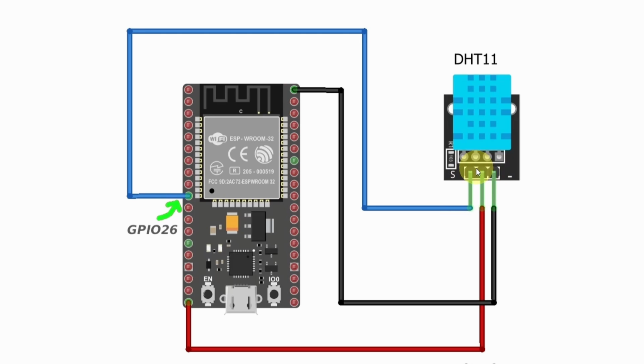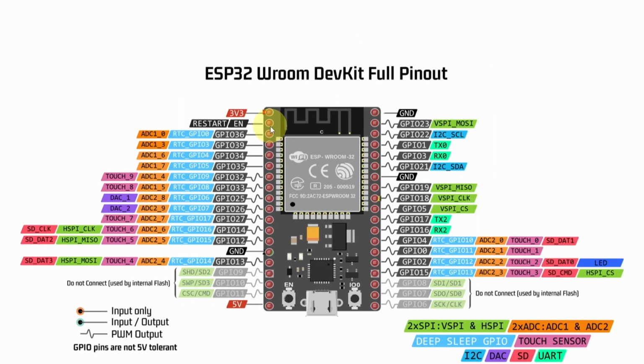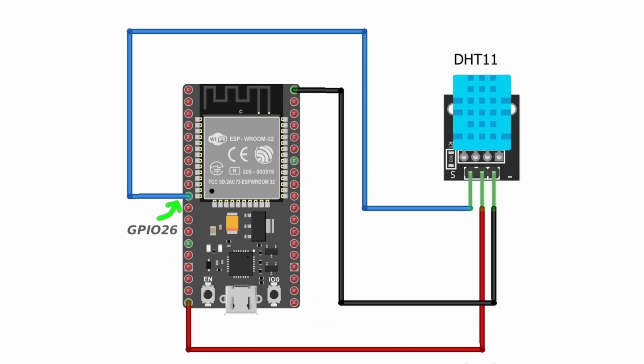This one is the VCC, which goes to the 5-volt pin of the ESP32 board, or you could use 3.3 volts. As you can see, we have this pin on top that you could use, because this sensor doesn't require a high voltage to power it up. And the last pin is labeled S, which is the signal pin. You could hook it up to one of the GPIO pins.